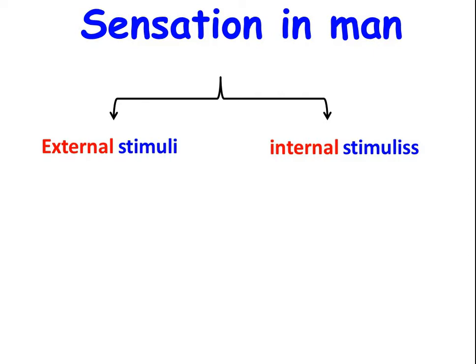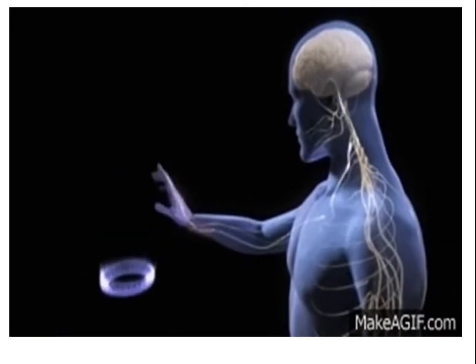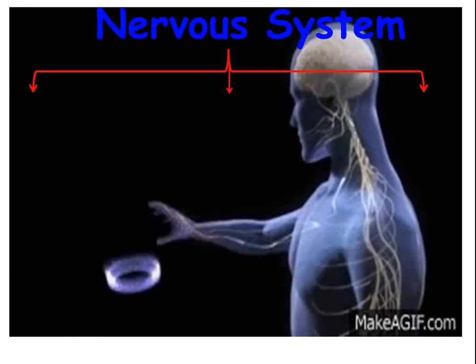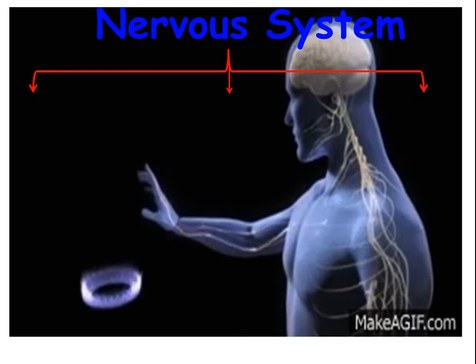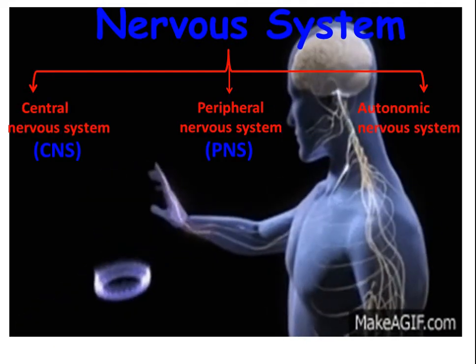So the body feels these stimuli and responds to them in a proper way to keep the body in a balanced state, which is called homeostasis. So what is responsible for regulating all your activity is the nervous system. So we're going to talk together about the nervous system. The nervous system is divided into central nervous system, peripheral nervous system, and autonomic nervous system.